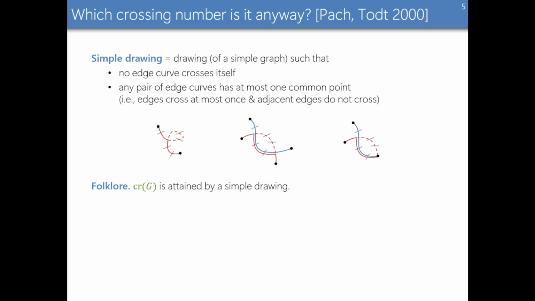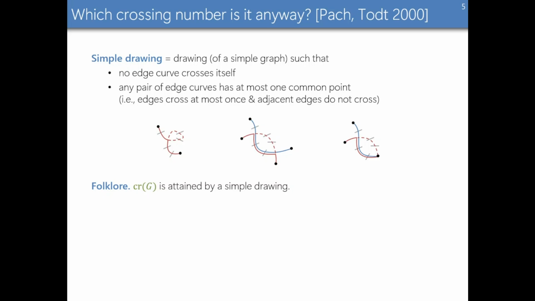pair. And similarly, there is another case that two edge curves may have two points in common. If they are adjacent, so they have a common vertex point, that's fine. And then if they have another point like here, which is a crossing, you again can just reroute the red edge to get rid of this one crossing. So you can assume that you always get the optimal crossing number with a simple drawing.